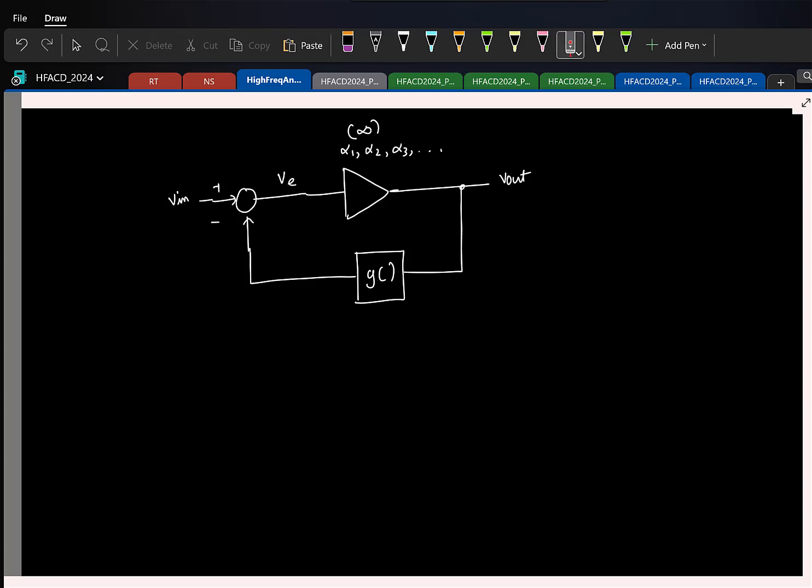Now can you tell me what will be the relation between V in and V out? Can you take a guess? This has infinite gain. It is nonlinear, but let us say the linear gain is infinite. And the feedback factor, in the feedback I have a nonlinear function inserted. Now can you try to guess what V out will be in terms of V in?